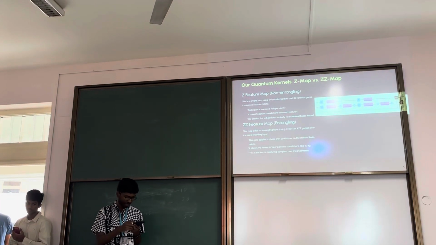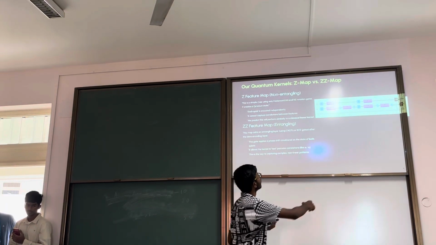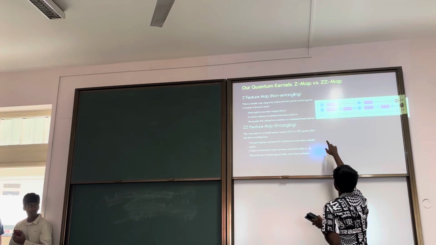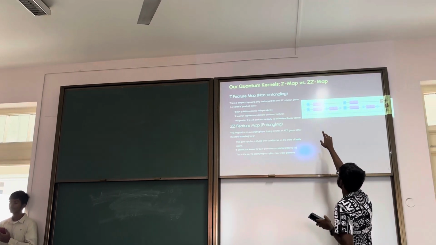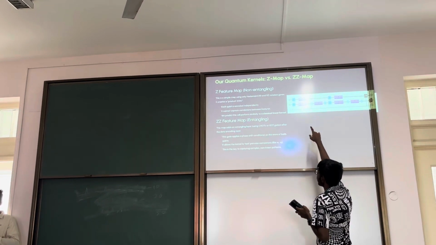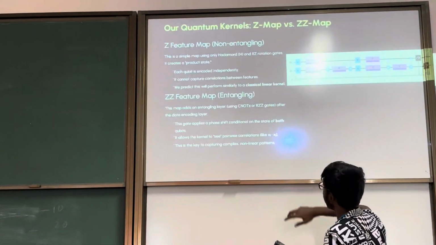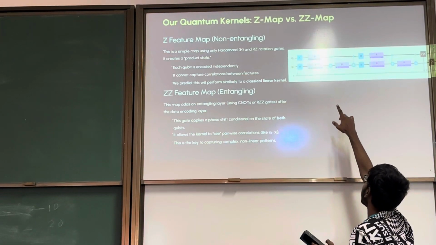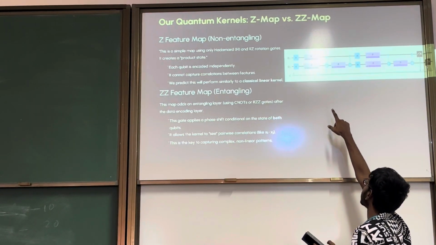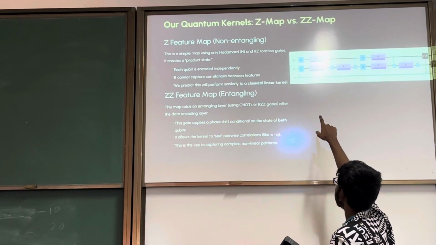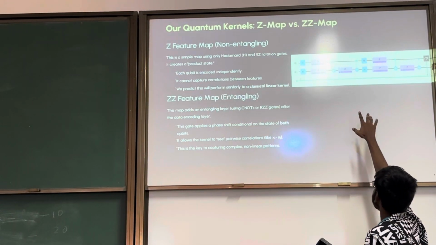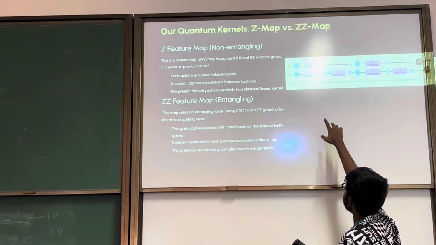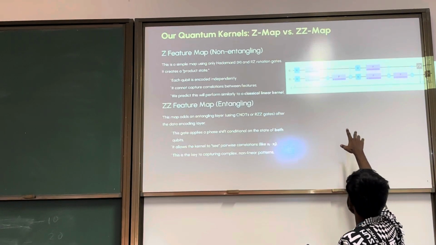So as you can see in the diagram, we start with the zero state, and then we have a Hadamard gate which creates superposition, and then we have the P gate, which represents the rotation around the Z axis. As it rotates, this will be equal to the Z feature map. The second gate here will create the ZZ feature map. This creates a superposition state, and this will create the entanglement state.